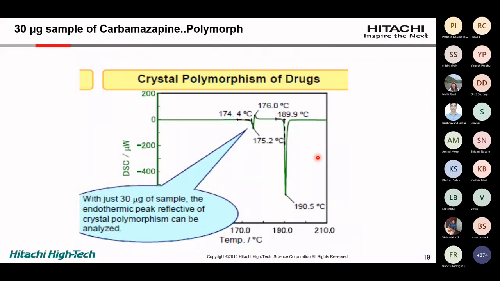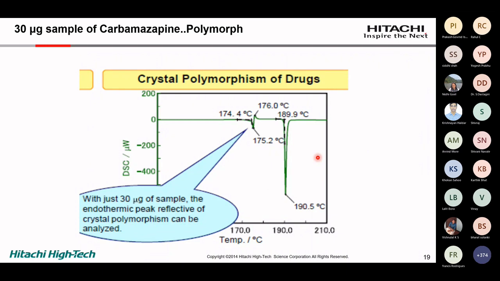Another application of DSC in the pharmaceutical environment, and maybe in dyes and chemicals, is the determination of polymorphism. Polymorphism: poly means many, morph means structure. So whenever any sample exhibits more than two crystalline modifications, that behavior is called polymorphism.